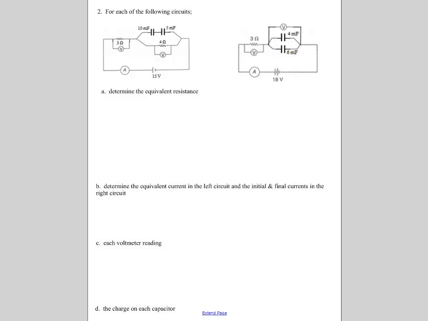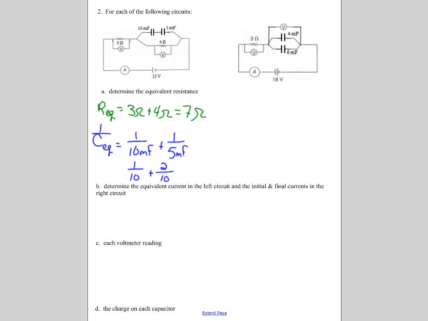My resistors are in series. So I have a 3 ohm resistor plus a 4 ohm resistor, so I have a 7 ohm equivalent resistance. My capacitors are also in series, and for capacitors in series, the equivalent is going to be 1 over, so I have 1 over 10 millifarads plus 1 over 5 millifarads. So 1 over 10 plus 2 over 10. So my equivalent capacitance is 10/3 millifarads.